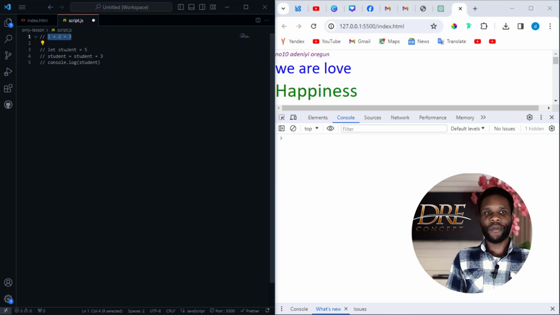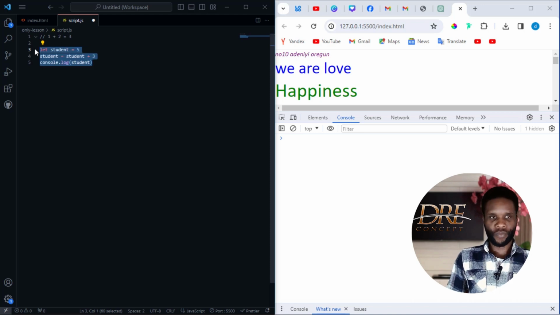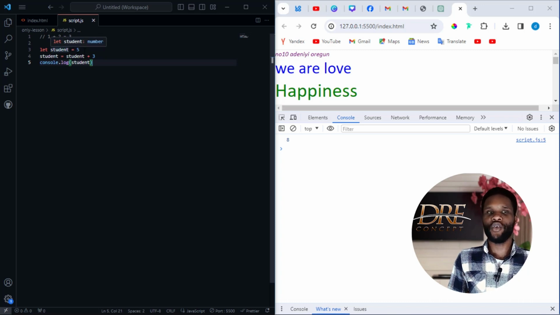So I will be explaining now. Let's use this. Let student equals 5. And if we want to increase student by 3, we say student equals student plus 3. Now let's check in our console what this is going to give us. Here we have 8. Our student is now 8. That means the value of student here is 5 because the student variable is holding a value of 5. Then the addition operator is introduced where we have plus 3, then that makes 8.